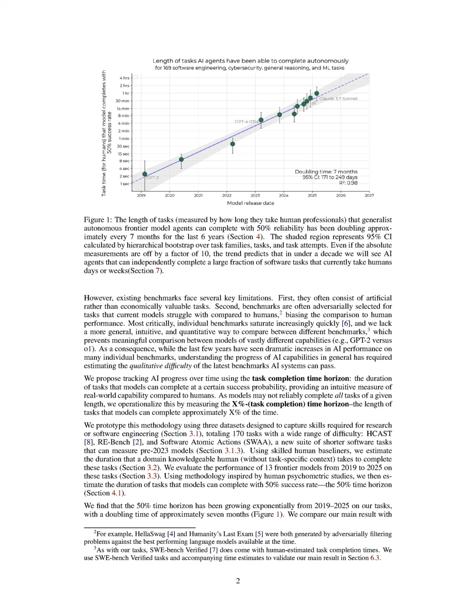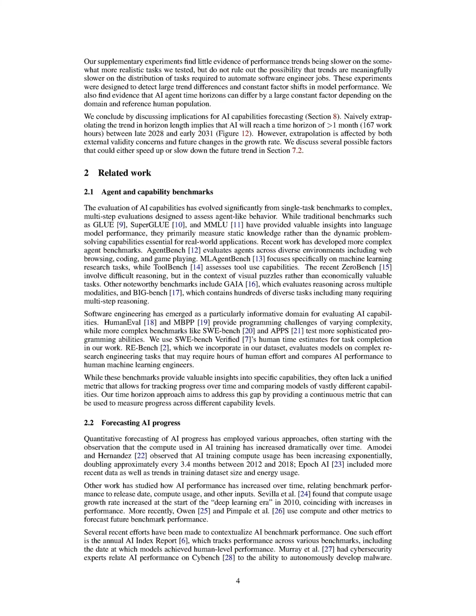Additionally, there is a lack of a unified quantitative metric to compare models of vastly different capabilities, which hinders meaningful assessments of AI progress. By operationalizing the time horizon as the duration of tasks that models can complete at a certain success probability, this methodology provides an intuitive and continuous measure of real-world capability, addressing the limitations of existing benchmarks that fail to capture the dynamic nature of AI performance. Ultimately, this approach allows for a more accurate understanding of AI advancements over time, particularly in economically valuable tasks.